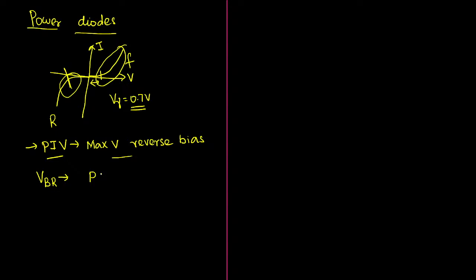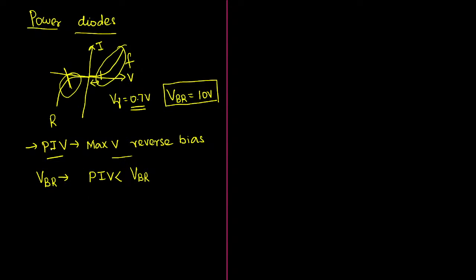See, if the value of peak inverse voltage is less than the value of breakdown voltage, what does that mean? The breakdown voltage is specified on the nameplate. For example, let us take 10 volts. The nameplate specifically defines 10 volts.